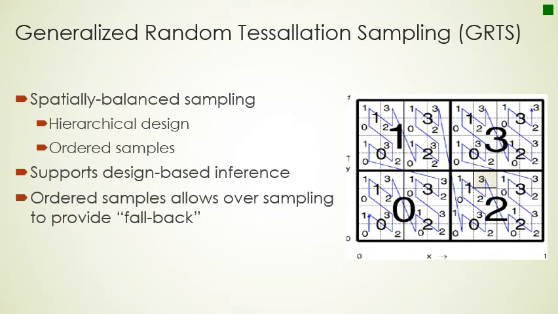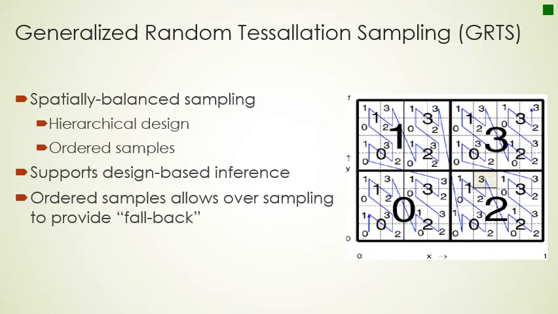And the nice thing about this is that it balances the advantages of systematic sampling with the unbiased estimates you get from simple random sampling. So it's a spatially balanced hierarchical design where the samples themselves are ordered in a linear fashion. And it's nice because it supports what we call design-based inference, so that you can take your estimates from each of your strata and roll it up to get an estimate of the entire region.